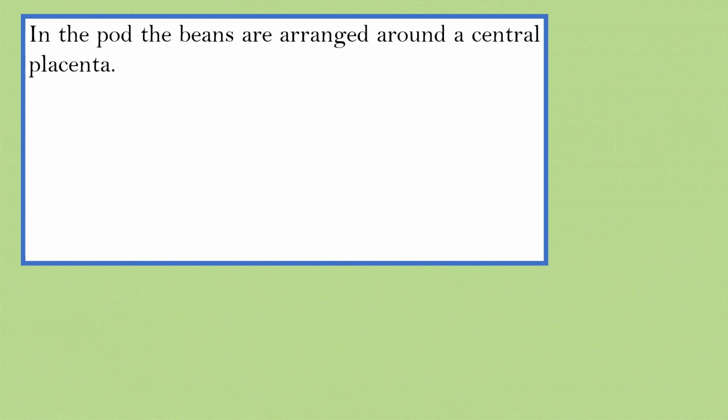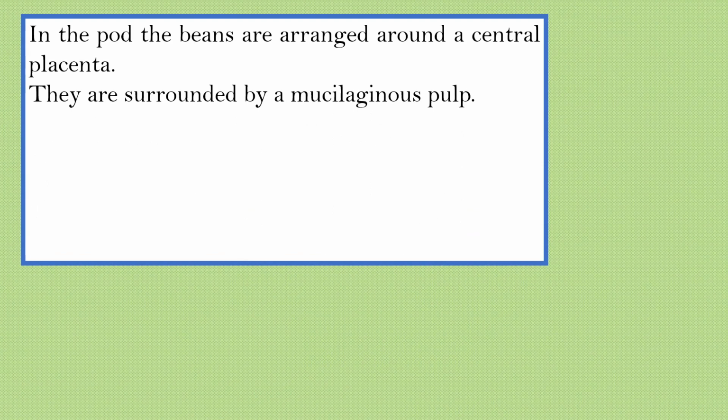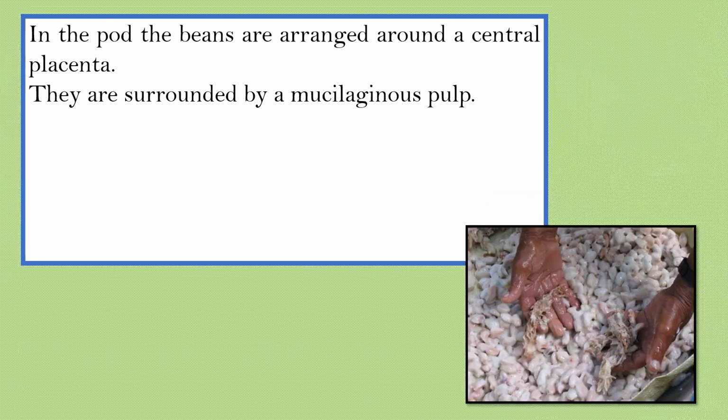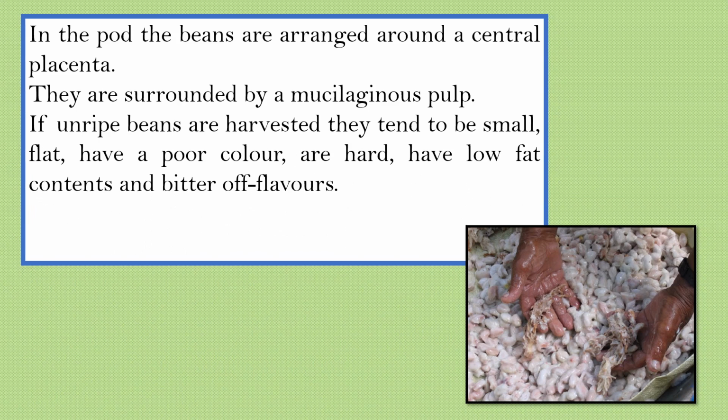In the coca pod, the beans are arranged around a central placenta, which are surrounded by a mucilaginous pulp. The adjoining image gives us an idea about the mucilaginous pulp surrounding the coca beans.